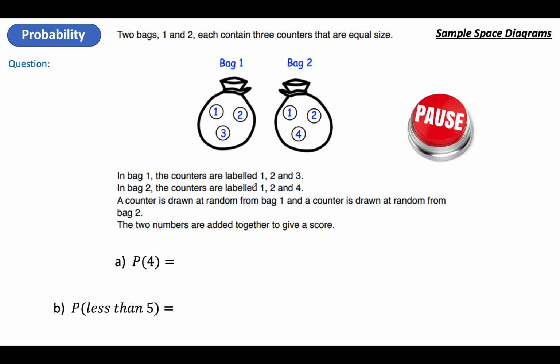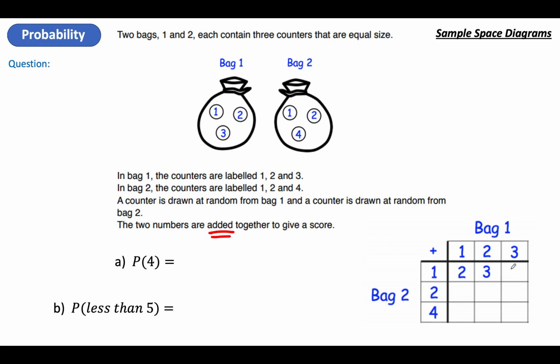In bag 1, the counters are labelled 1, 2 and 3. In bag 2, they're 1, 2 and 4. A counter is drawn at random from bag 1 and a counter is drawn at random from bag 2. So we take 1 from each and the two numbers are added together to get a score. Do a sample space diagram, answer these two questions. So one side of the diagram will be for the counters from bag 1, one side will be for the counters from bag 2. I'm guessing you're done and you've unpaused.